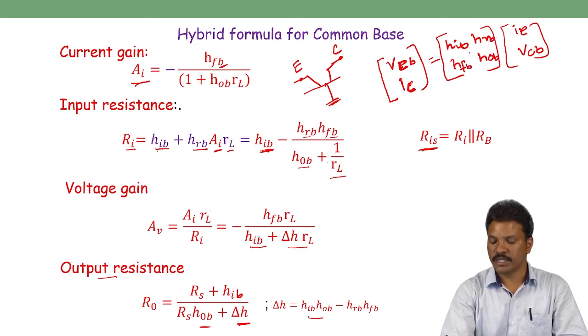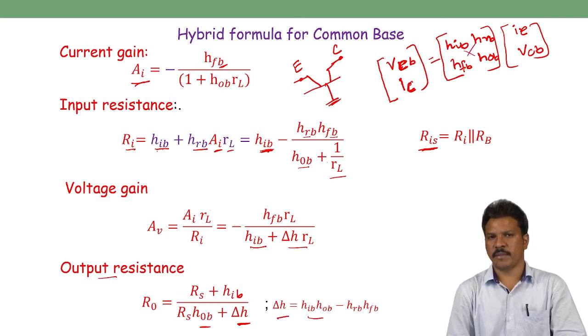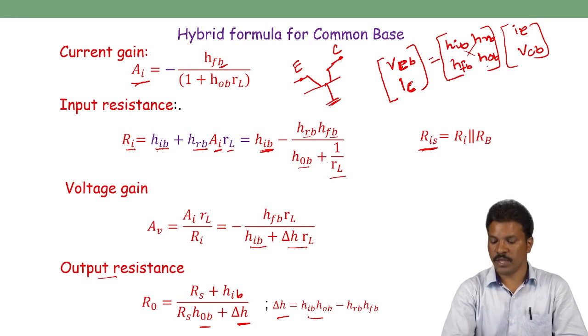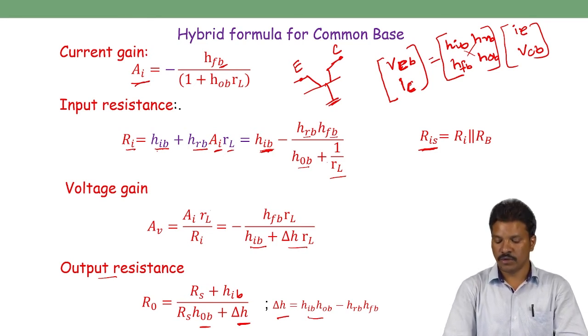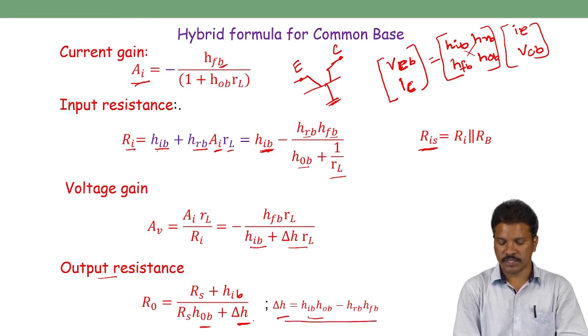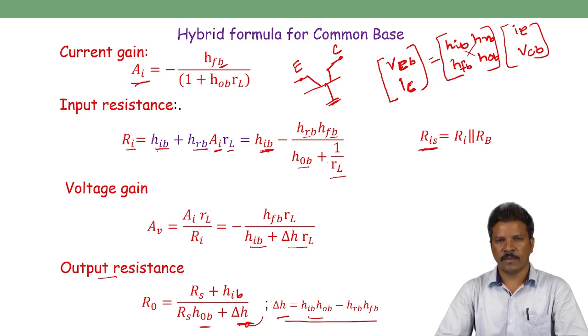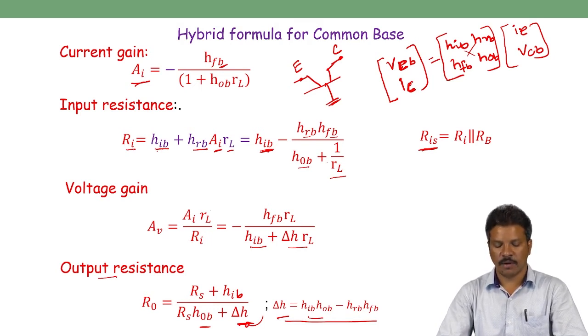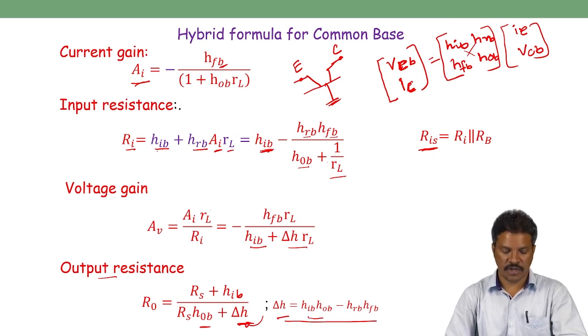Now what is the delta H here? Delta H is nothing but the determinant of this H parameter model matrix: HIB HOB minus HRB HFB. By substituting delta H in this output impedance, the output impedance is equal to RS plus HIB, the common base input impedance, divided by RS HOB plus delta H. This is the output resistance in common base configuration.